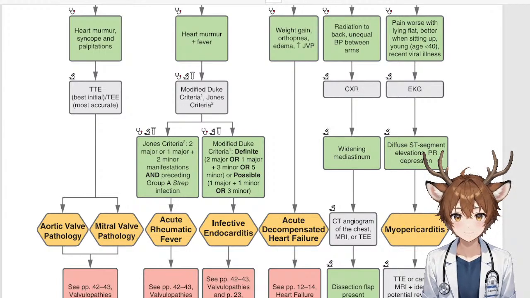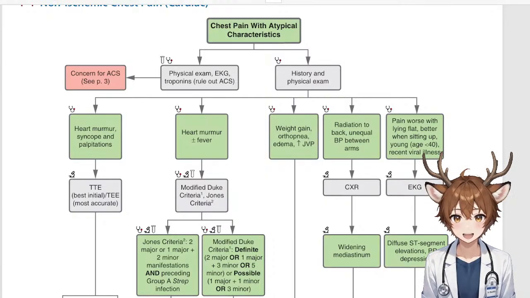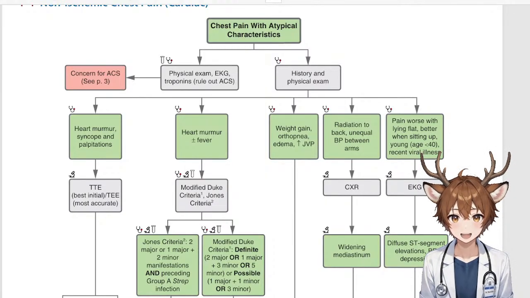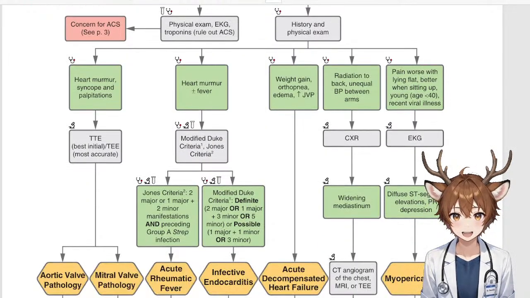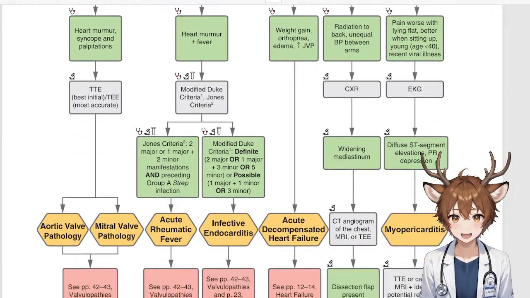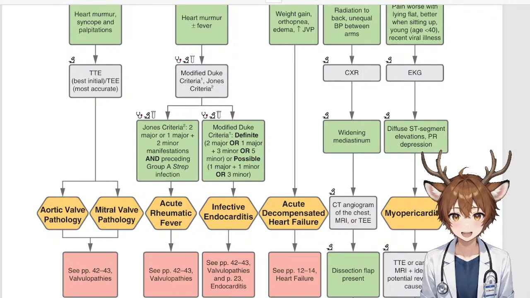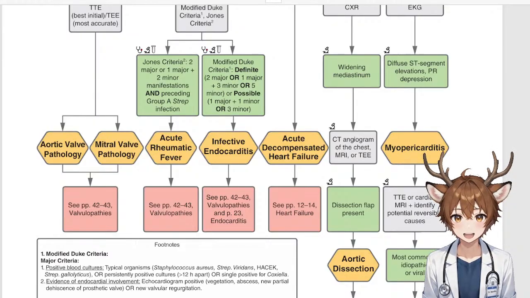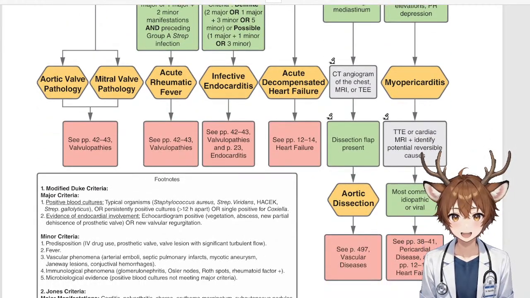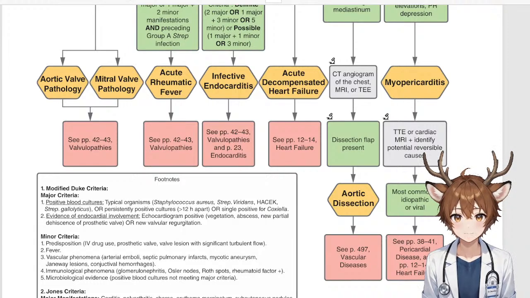What about, okay, sure, we have chest pain with atypical characteristics. We have history and physical exam. We're seeing radiation to back, unequal blood pressure between the arms. What do we think? Go for a chest x-ray, and we might see a widening of the mediastinum. In that case, do a CT angiogram of the chest, MRI, or a transesophageal echocardiogram. What do we see? Dissection flap present, in which case it's aortic dissection. See page 497, vascular diseases. We're definitely not covering that one tonight.